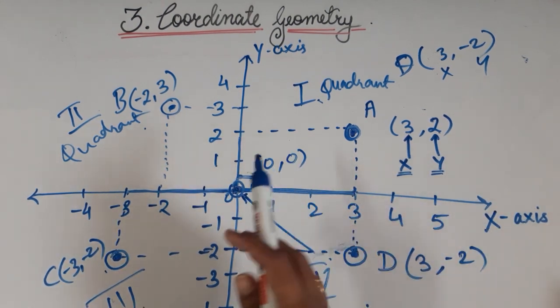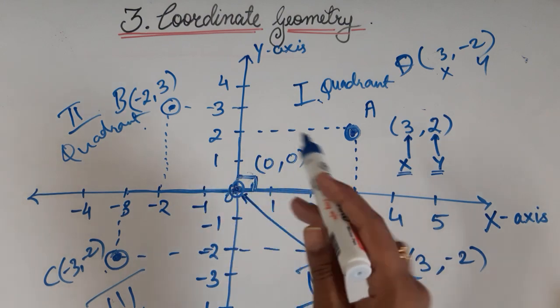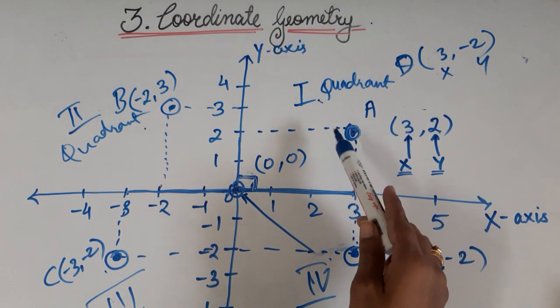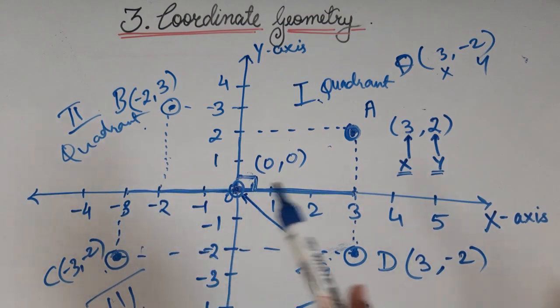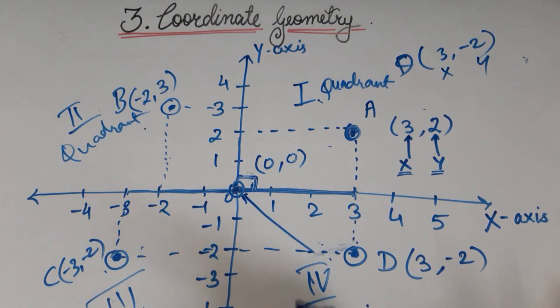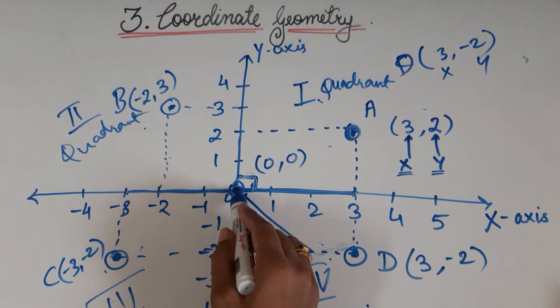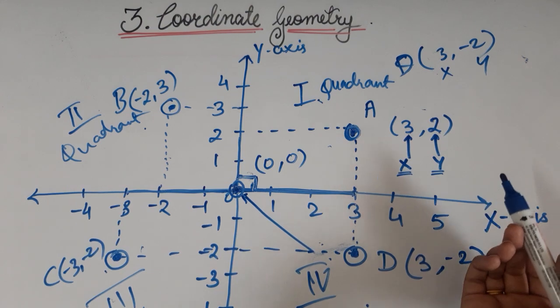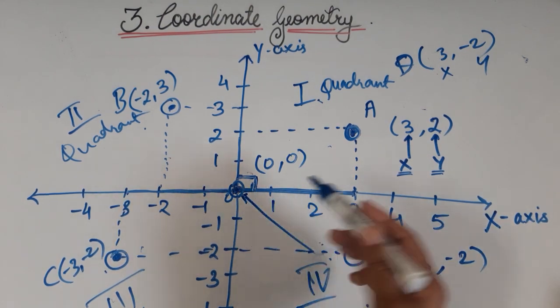And the plane is divided into 4 parts. These 4 parts are called quadrants. This one is the first quadrant, second quadrant, third quadrant and fourth quadrant. And the number line to the right side of the origin is positive. These are the sign conventions: to the right side of the origin, positive numbers.